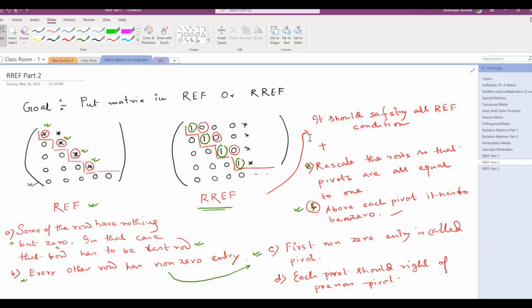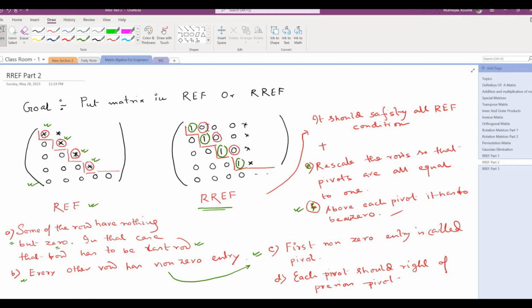And what are the properties for reduced row echelon form? It should satisfy all the row echelon form conditions, that means all these A, B, C, D conditions. Along with that, there are two more important factors. Rescale the rows so that the pivots are all equal to 1. The basic difference is that here the pivots can be any non-zero value, but there all the pivots should be 1. And above each pivot, it has to be all zeros.